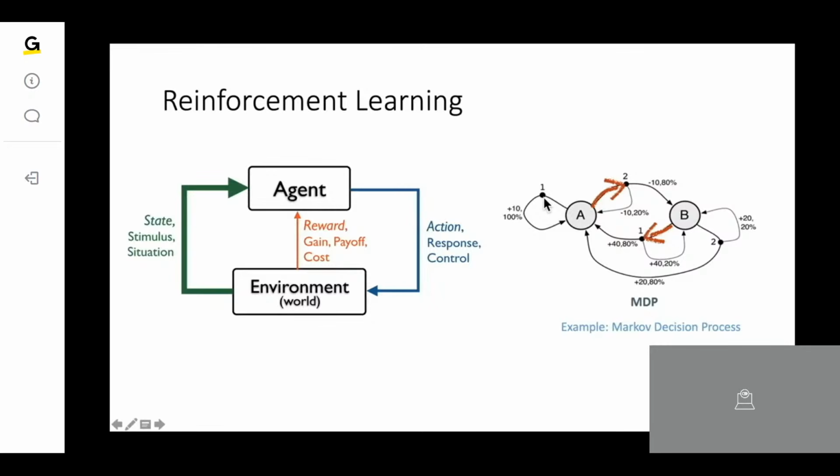If it takes action 1, then with 100% probability it will come back to state A and receive a reward of plus 10 in the process. Whereas if it takes action 2, then there is an 80% chance that it will land in state B and a 20% chance that it will come back to state A. So there is a stochastic nature of state transitions that we want to show here. And there is a reward of minus 10. Accordingly, we can also reason about the state transitions from state B.